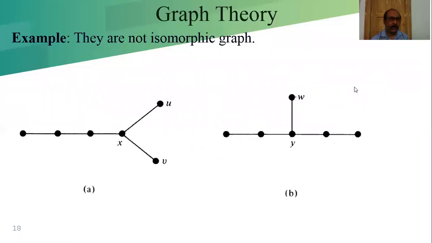Now the question is whether these two graphs are isomorphic or not. How many vertices? If we check how many vertices in graph A, 4 and 2, 6 vertices. Here there are also 6 vertices. Number of edges: 1, 2, 3, 4, 5. 1, 2, 3, 4, 5 edges. So the number of vertices and number of edges criteria are fulfilled. Third criteria.